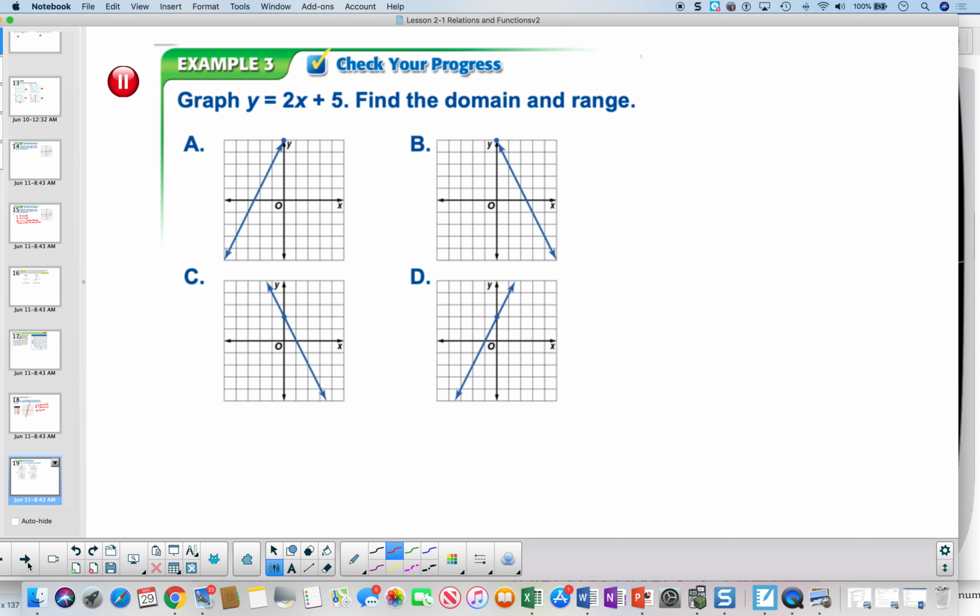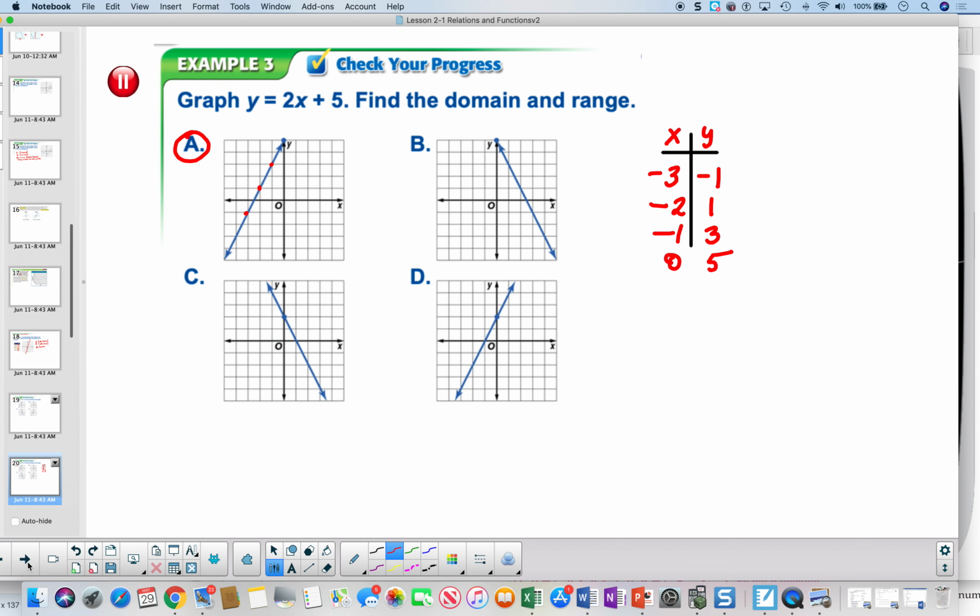Your turn. Pause. And here's the answer. The domain will be similar to what we had before. The domain will be all real numbers, and the range will be all real numbers.